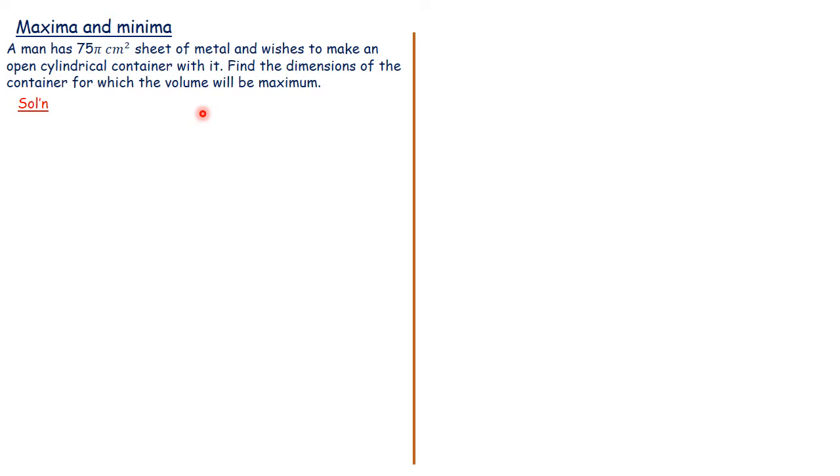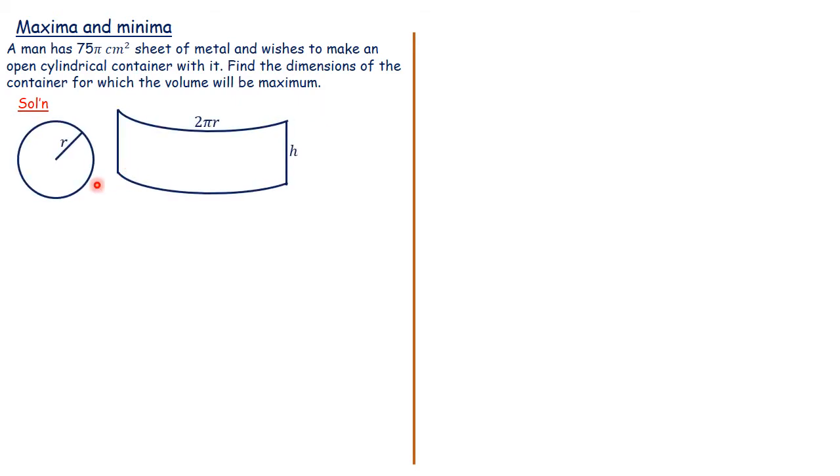First of all, the man has this amount of area, and now we think about the area of the container that he's going to make. There'll be a circle, and there'll be the curved surface, combined, and we get the total area that he's going to be making, but he only has 75 pi. The area of the circle at the bottom will be pi r squared, and the curved surface will be 2 pi r h.